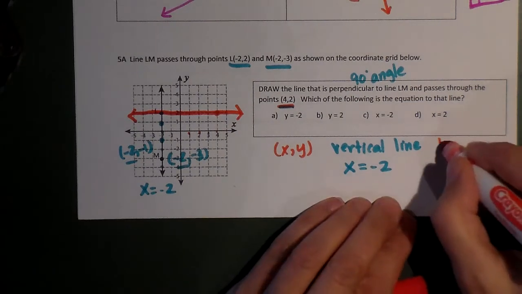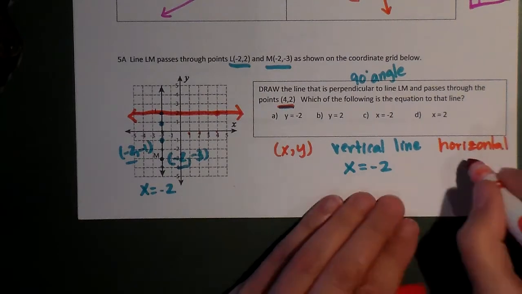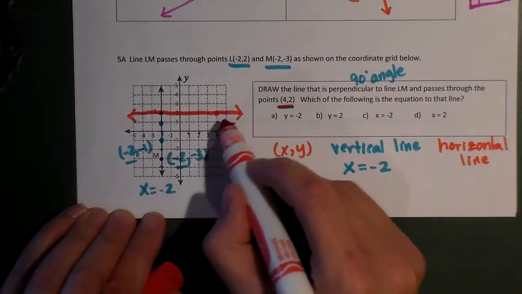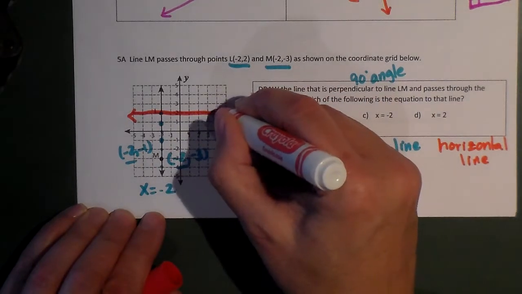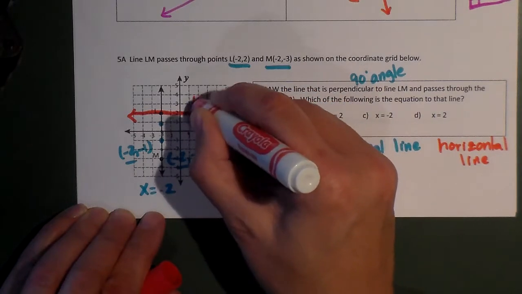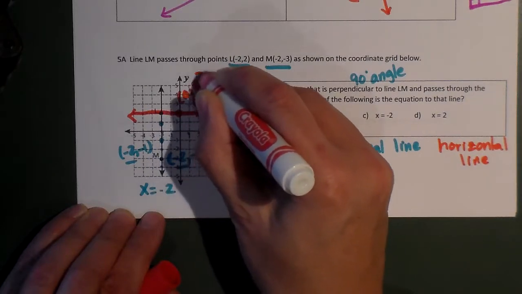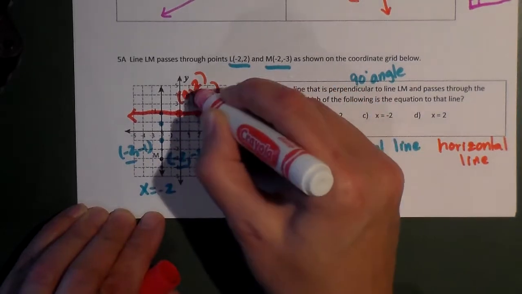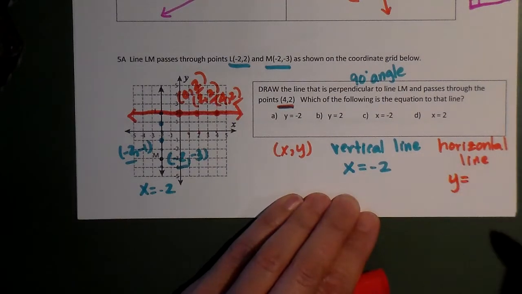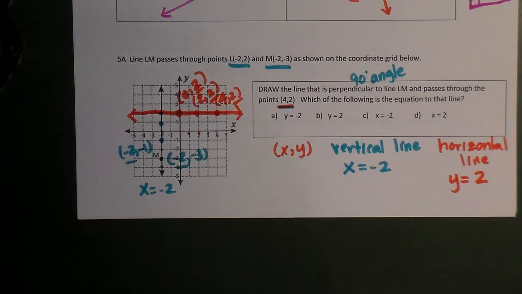The horizontal line, if you look at the horizontal line, no matter what my x value is, my y value is always the same. So this is at 4, 2. This is at 2, 2. This is at 0, 2. No matter what my x value is, my y value is always the same. So horizontal lines are y equals whatever the y coordinate is for all your points.